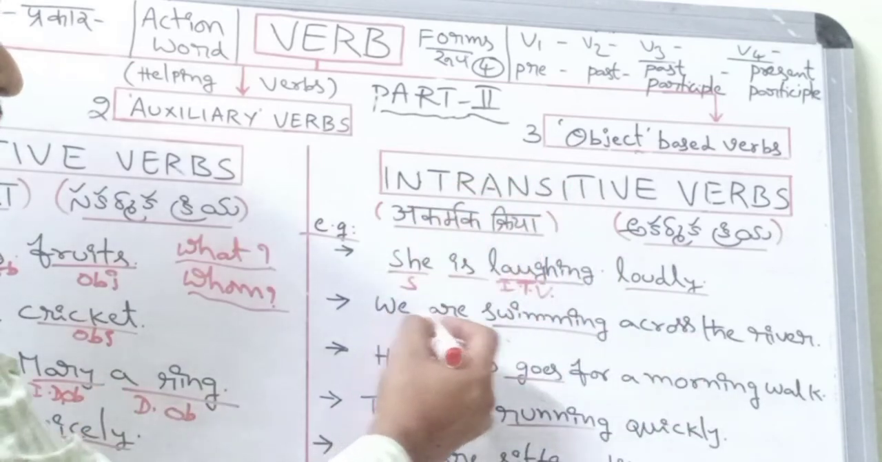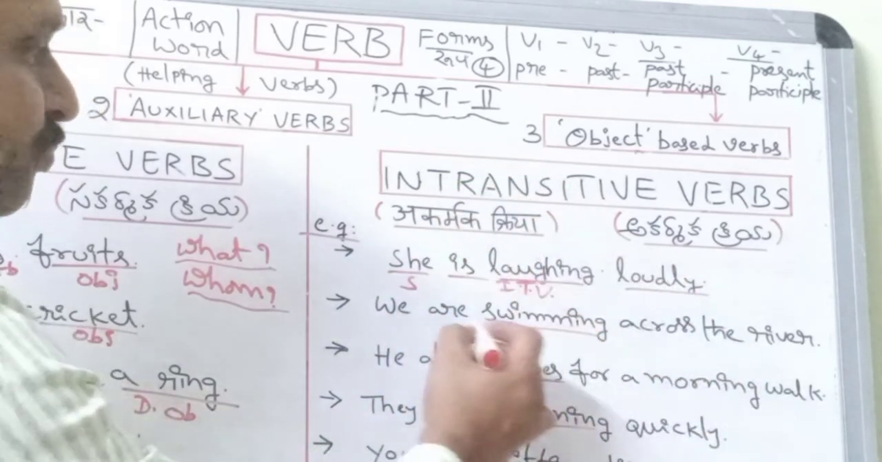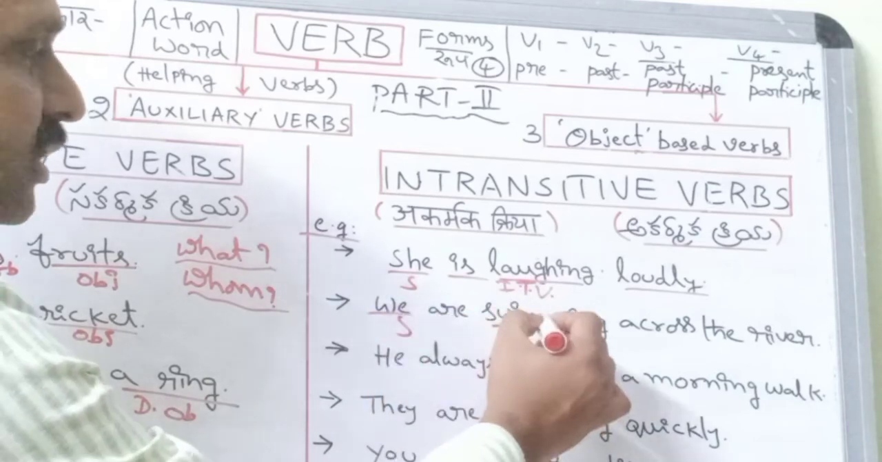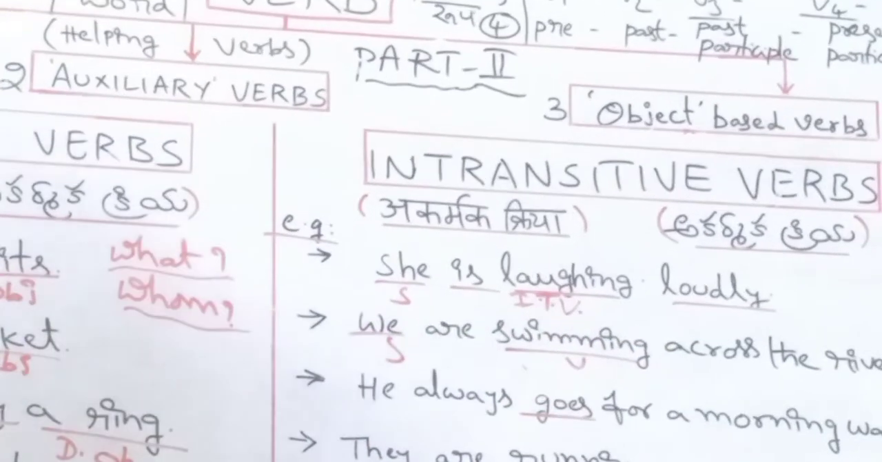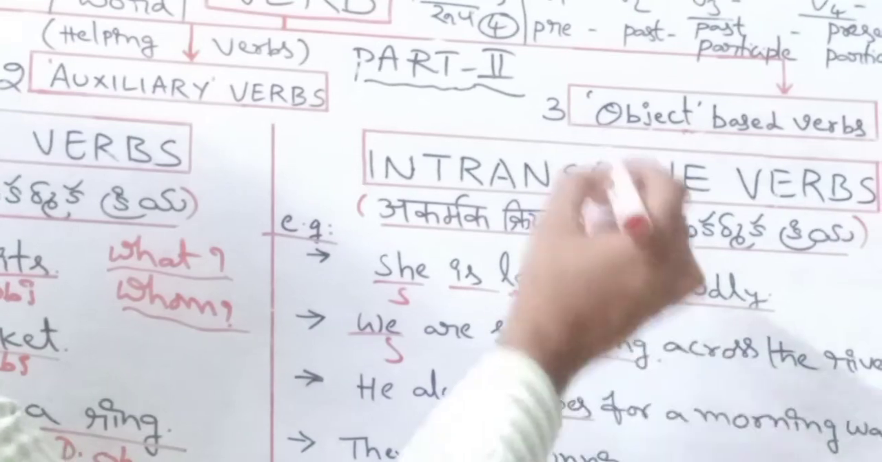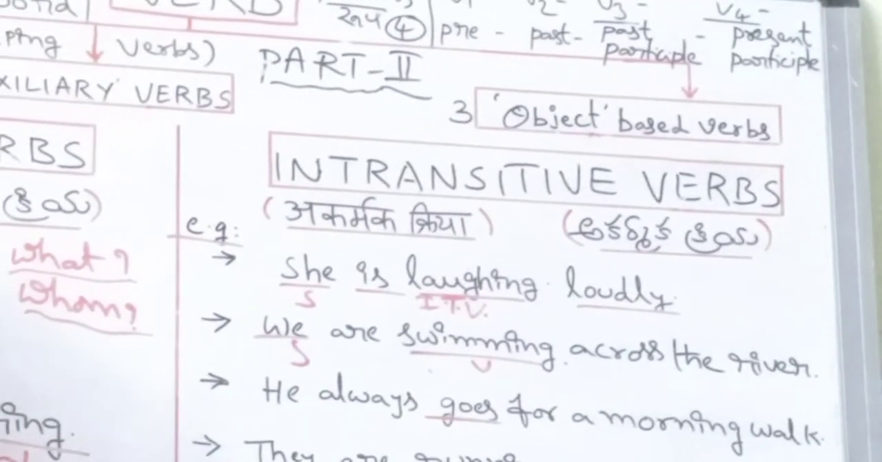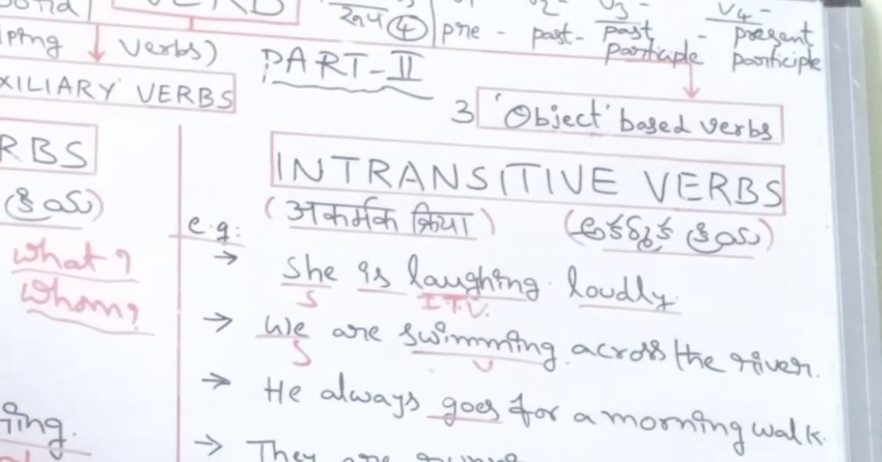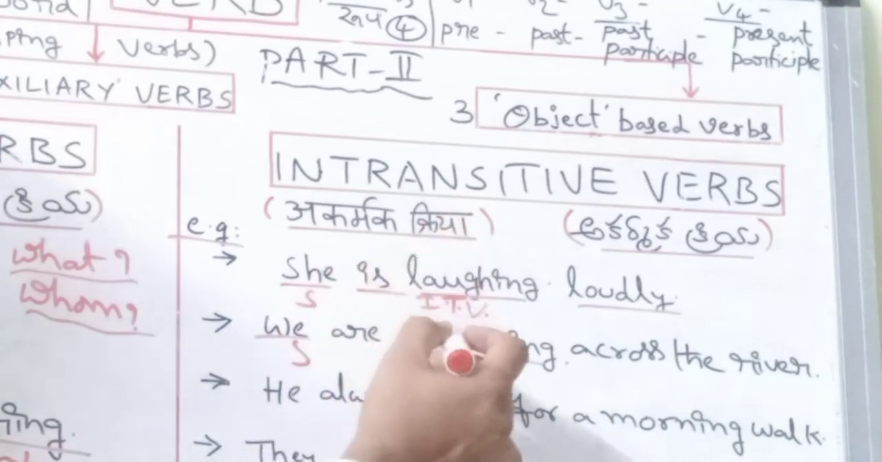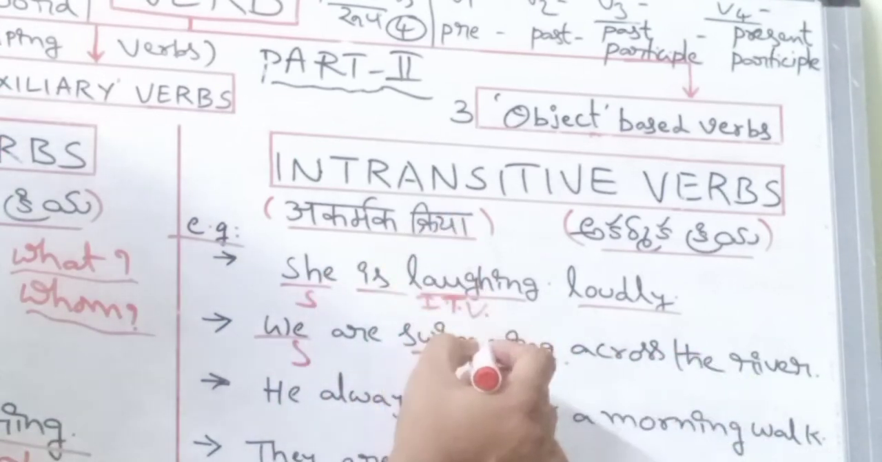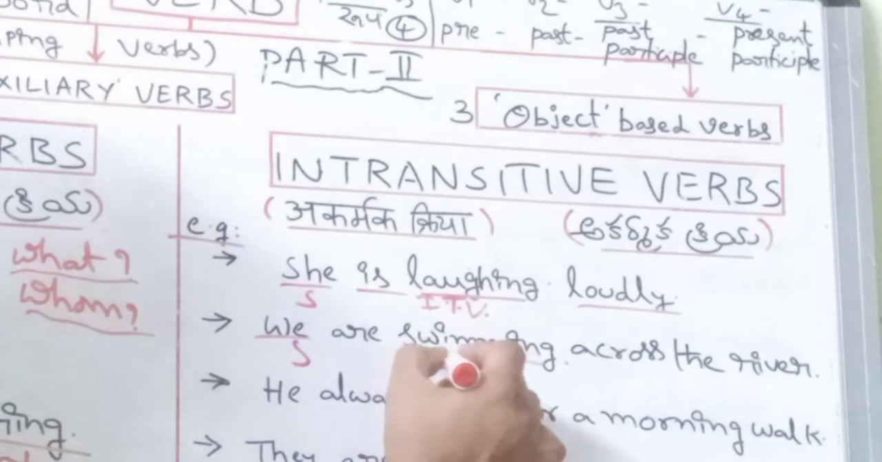Next one. We are swimming across the river. We, subject, are swimming. Swimming is the main verb. Here we need to stop and put the questions. We are swimming what? No answer. We are swimming whom? No answer. So questions are meaningless. Answer is not possible. So object is also not possible. When object is not present in the sentence, this verb becomes an intransitive verb.